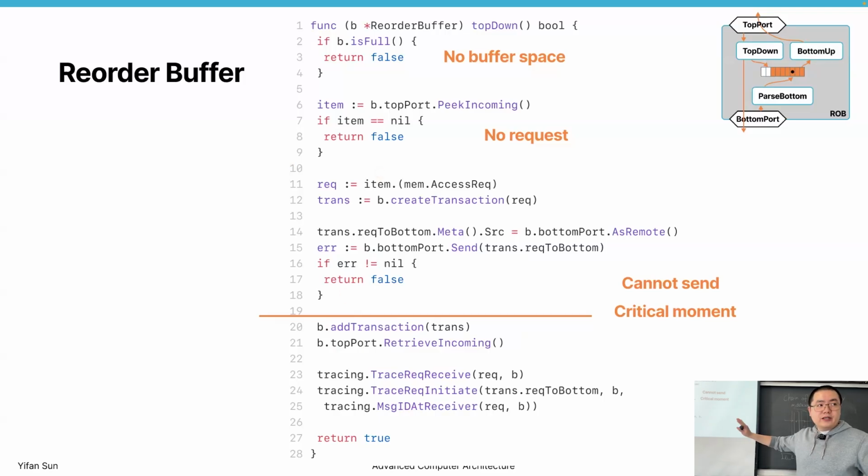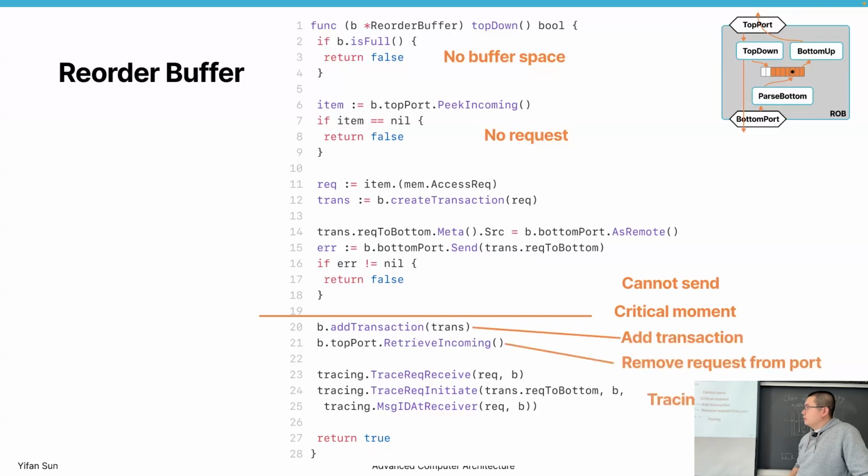Don't worry too much about trace. We'll talk about trace later, next lecture. But here, just look at these two parts. This is really happening. When it's happening, we return true, and we made a state change. Okay, I hope you can see the pattern of how this ticking component is implemented. Yeah, add a transaction and remove request from port and eventually do tracing.